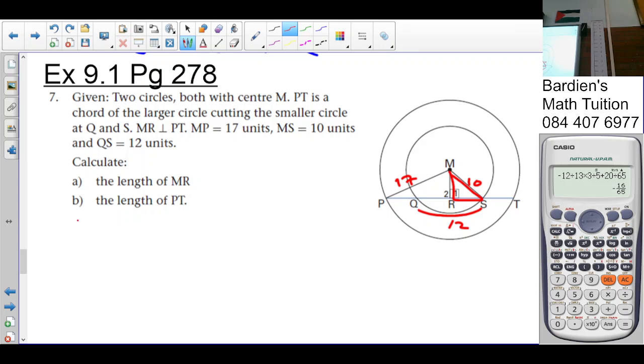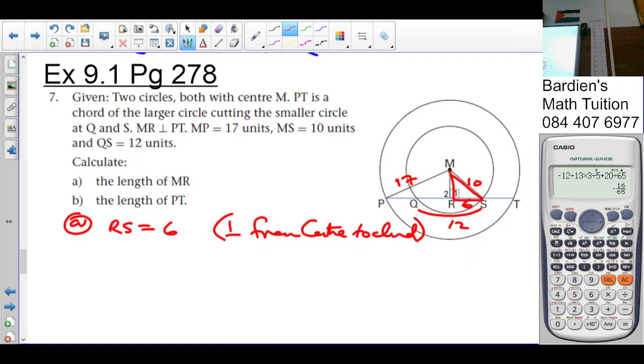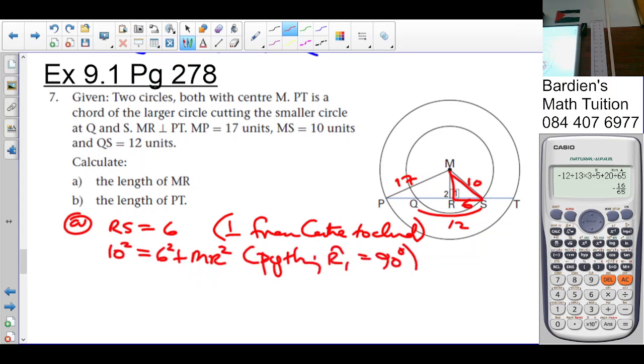So we can say that RS first is equal to 6. Why? Perpendicular from center to chord bisects the chord. So that is now 6. So is there enough information to apply Pythagoras? Yes. So we can say now that 10 squared is equal to 6 squared plus MR squared. Why? Because of Pythagoras with R1 equals 90 degrees. So that MR squared is equal to 100 minus 36, which is 64. So MR works out to be 8. So that's 8 units.